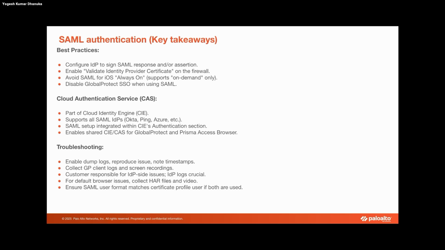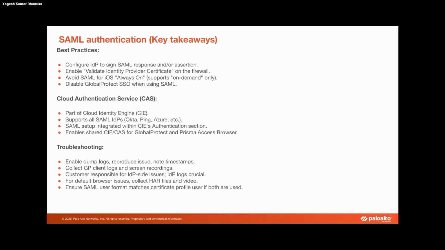When you're using the cloud authentication service, it can support the existing SAML functionality, and it provides you a central way to use SAML for your Prisma Access deployment along with Prisma Access Browser. So you don't have to do the same configuration twice just for Prisma Access Browser, until Prisma Access Browser supports different authentication methods.